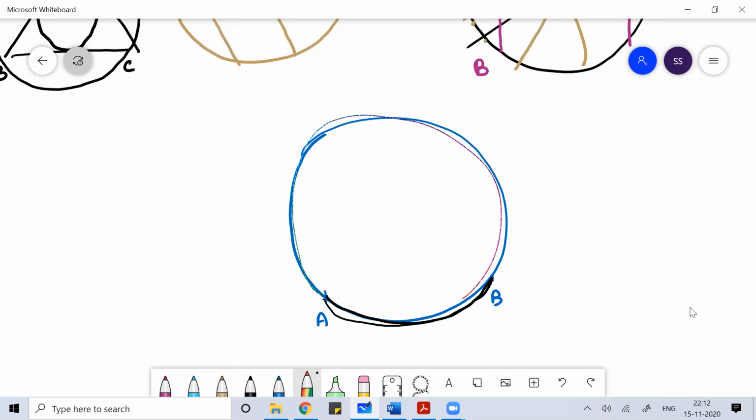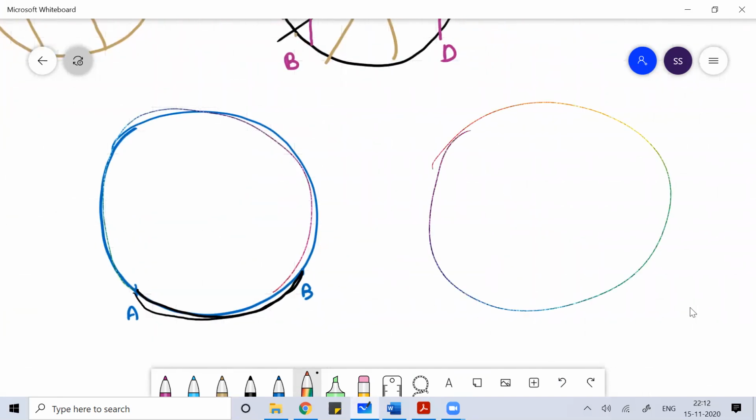So now, whenever you draw a circle, suppose this is A, this is B. The smaller length AB is called the minor arc, and the bigger length is called the major arc. And the area between the arc and the chord is called the segment. So there's a term called arc, and there's a term called segment. So what is basically a segment? A segment is the area between the chord and the arc of the circle. I hope you are understanding this term.